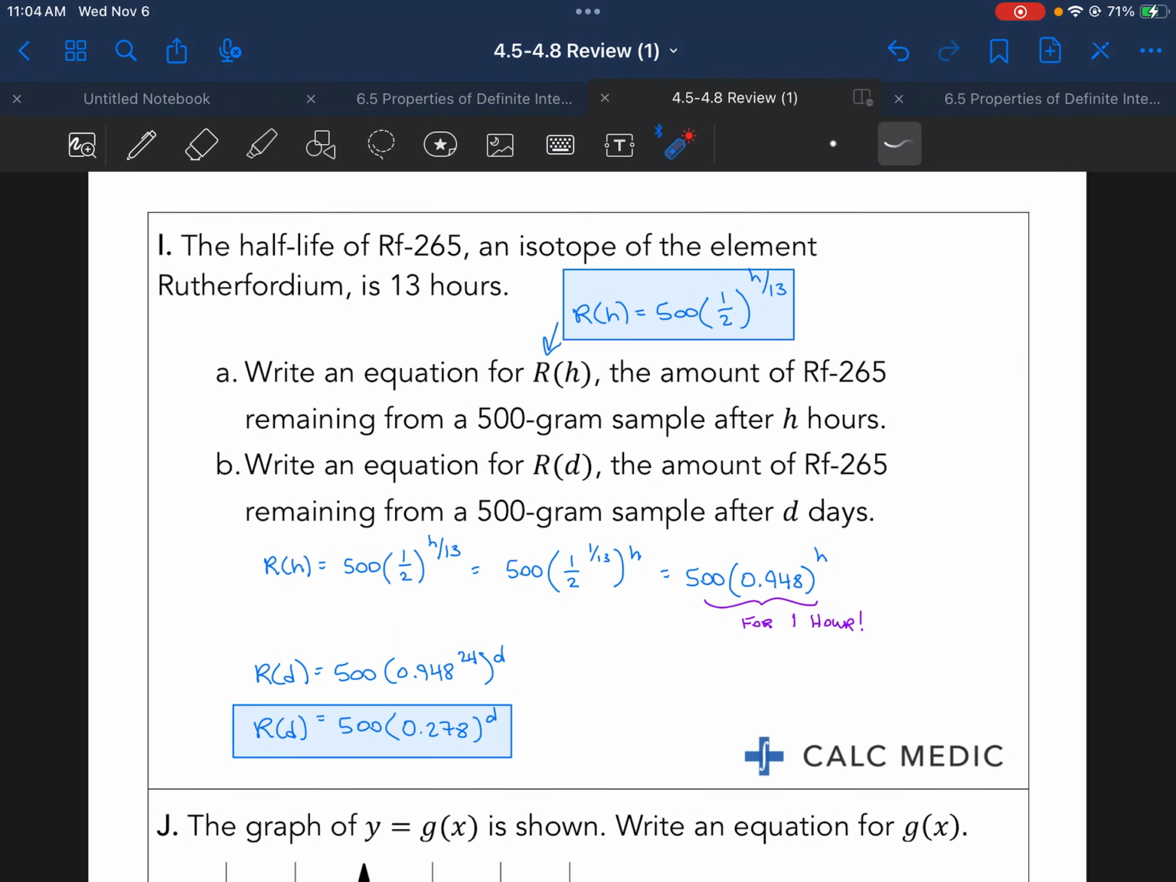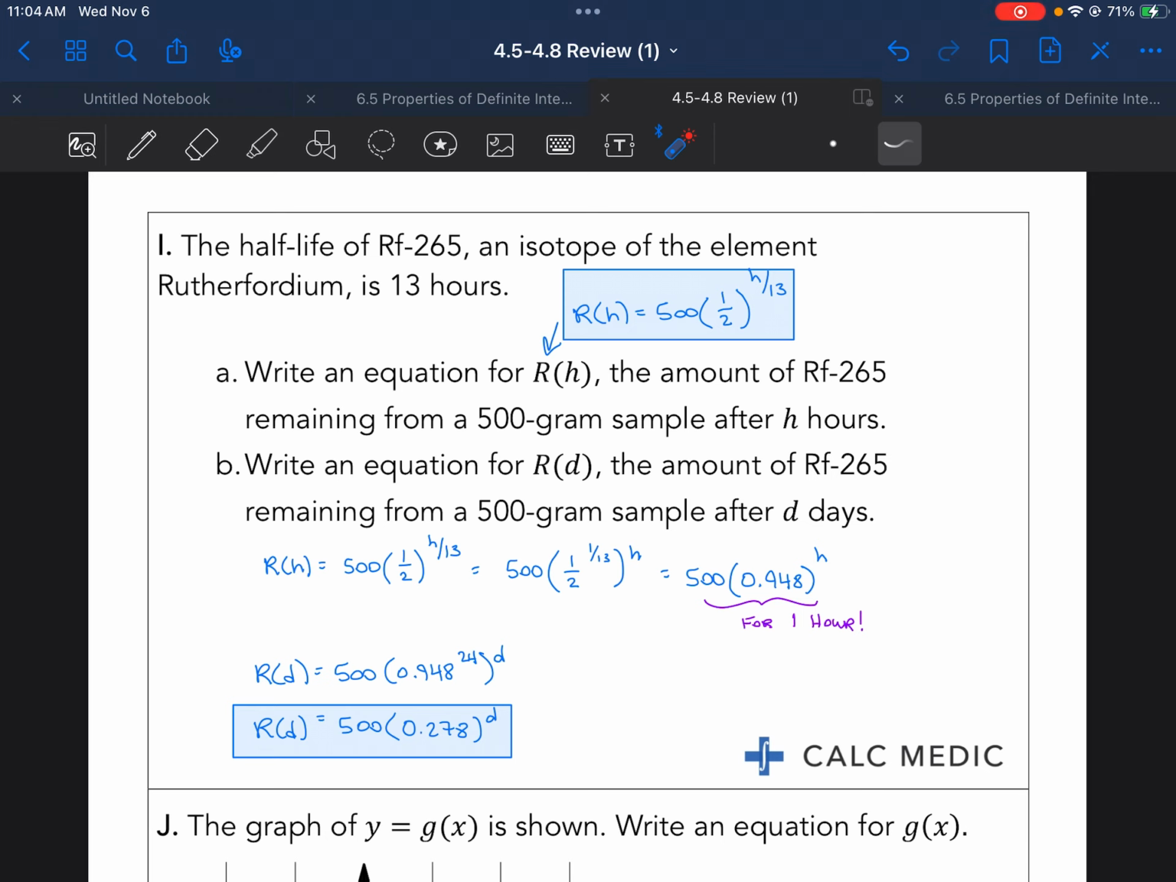All right, part I, half-life of RF-265, an isotope of the element rutherfordium, is 13 hours. Write an equation for R of H, the amount of RF-265 remaining from a 500-gram sample after H hours. All right, half-life, this means our base is 1/2. Initial amount, 500 grams. It takes 13 hours for 1 half-life, so H over 13.